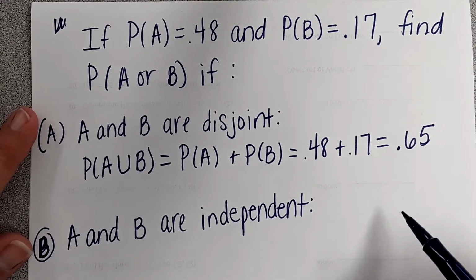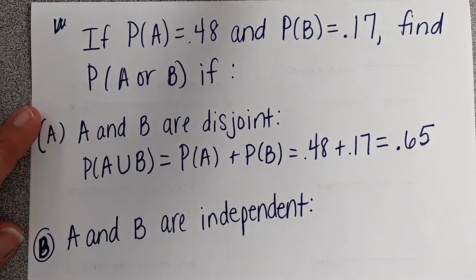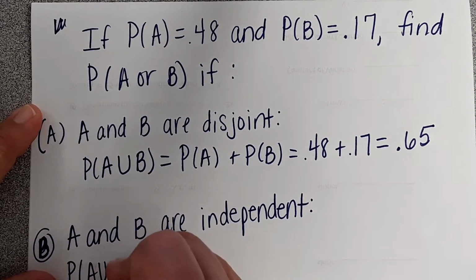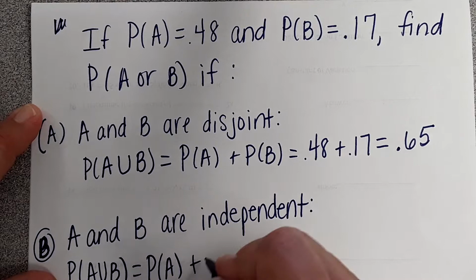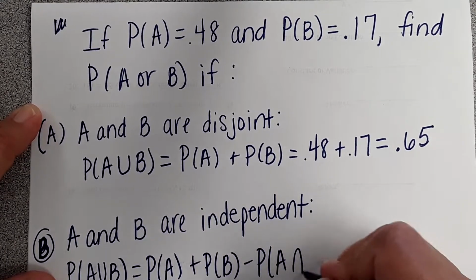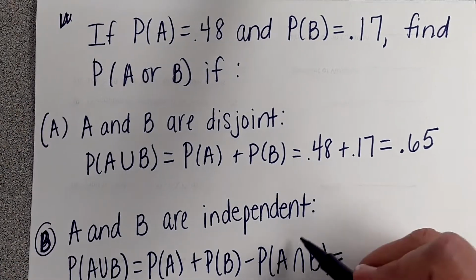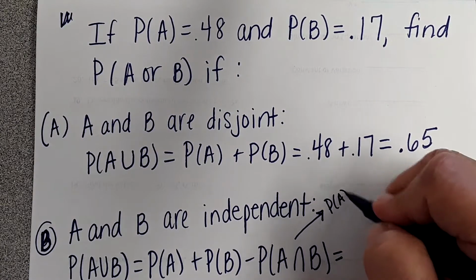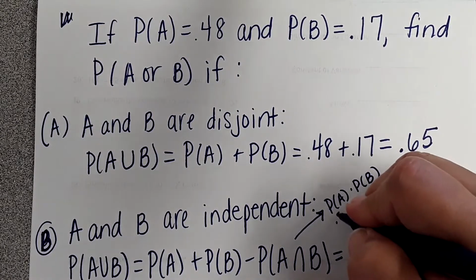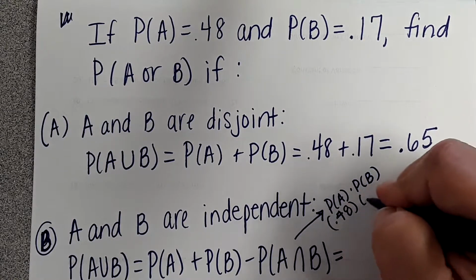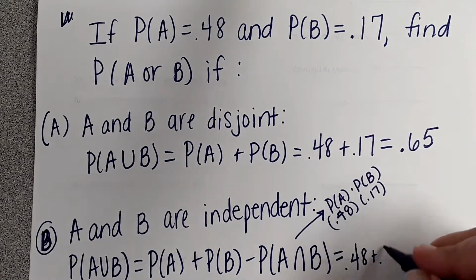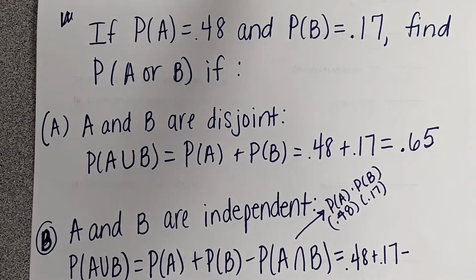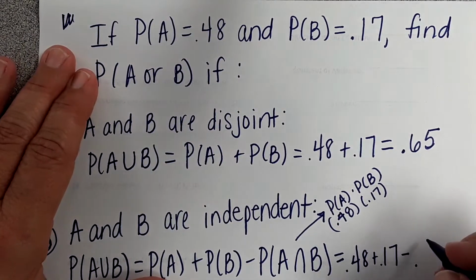Okay, now, if they say they're independent, again, if they say they're independent, then to find the union, it's going to be the probability of A plus the probability of B minus the intersection of A and B. Well, to find the intersection of A and B, we just learned this yesterday. If they say they're independent, then you're going to multiply them. So 0.48 times 0.17. So it would be 0.48 plus 0.17 minus, what is 0.48 times 0.17? I got 0.0816.